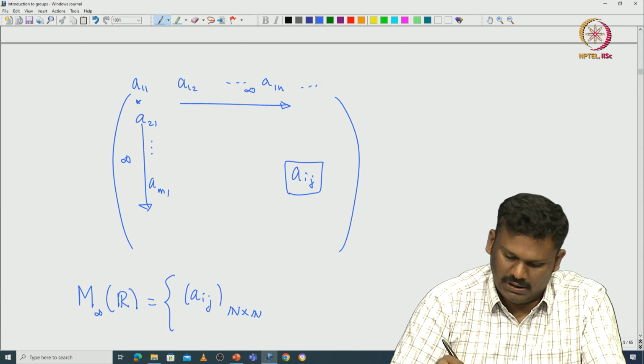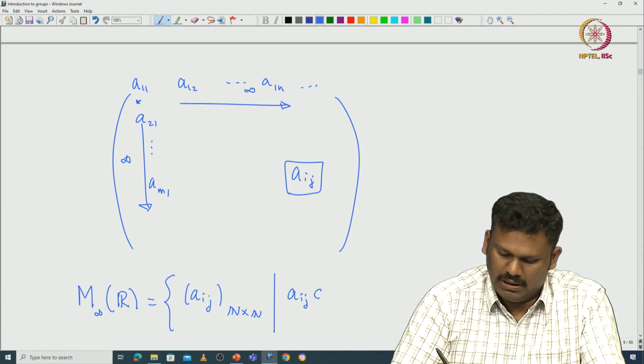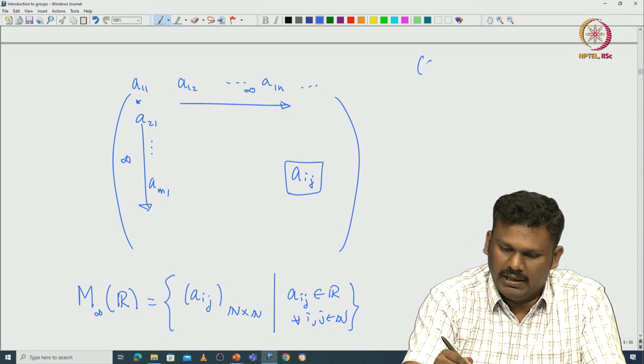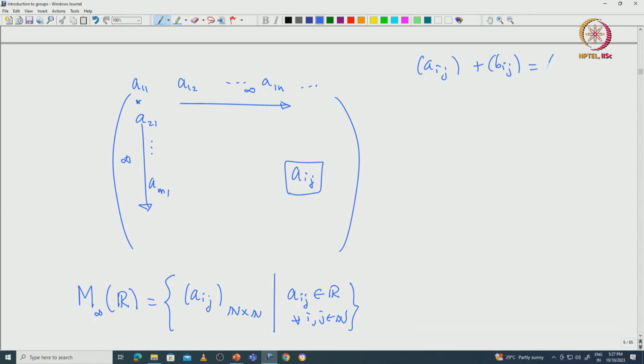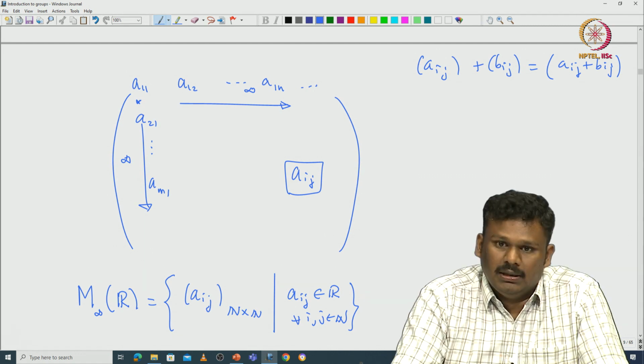All of them are real, that is all. So Aij, they are all real for all ij coming from n. So you define now, given Aij and Bij, the addition to be that component-wise addition Aij plus Bij. So this makes this set M infinity R into a group. Okay. So you check all the properties of group and then see what group it is, like abelian or non-abelian and so on.